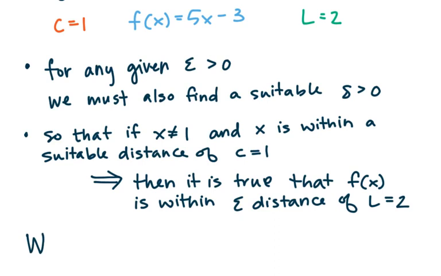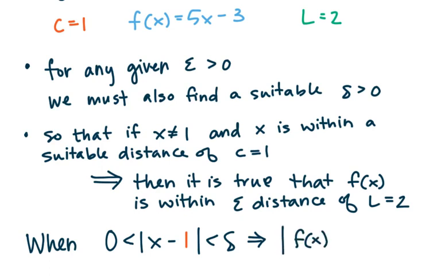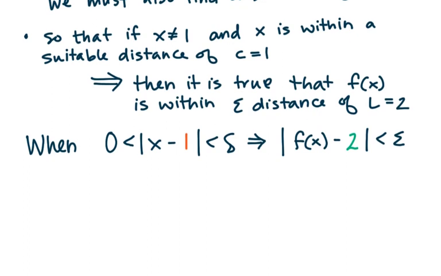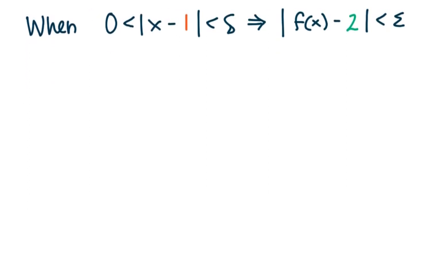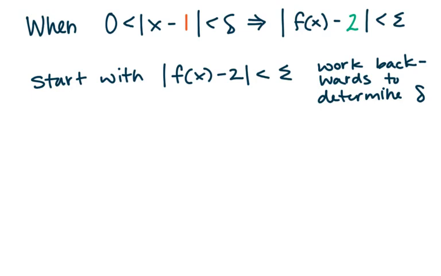Or rather, we can say when 0 is less than the absolute value of x minus c, and my c value is 1, so as long as that is less than delta, then the absolute value of my function minus the limit, and the limit is 2, would be less than epsilon. So we almost always start with epsilon and we work backwards to find delta.